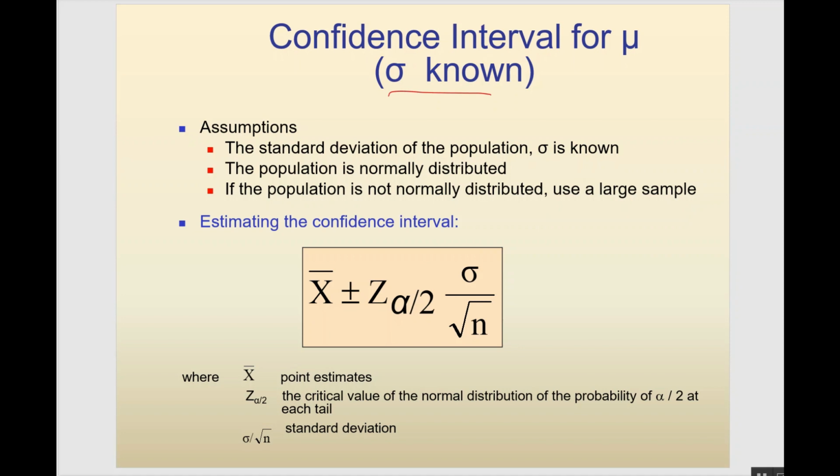You use x bar, which is your point estimate, plus or minus z alpha/2. What does it mean here? This is your confidence level, right? It is actually the critical value. Why is it alpha divided by 2? As we look at the previous one, it will be in between, and it is always bell shaped, so of course you have to divide it by 2. You have a right tail and a left tail. So the critical value of the normal distribution, the bell shape, is basically normally distributed, with probability alpha divided by 2 at each tail. This is what I mean: left tail, right tail. And this is what we call standard deviation.